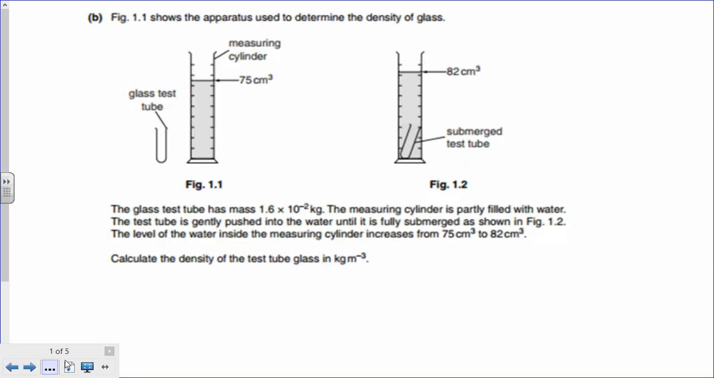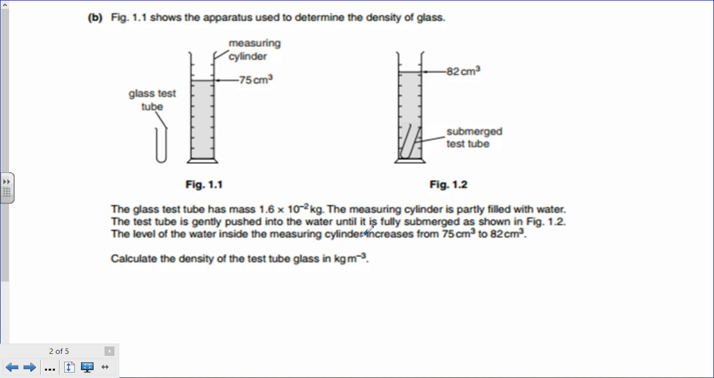Okay, moving on to part B. Figure 1.1 shows the apparatus used to determine the density of glass. The glass test tube has a mass of 1.6 times 10 to the minus 2 kilograms. The measuring cylinder is partly filled with water. The test tube is gently pushed into the water until it's fully submerged as shown in figure 1.2.